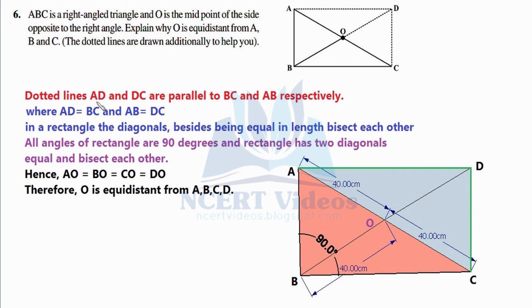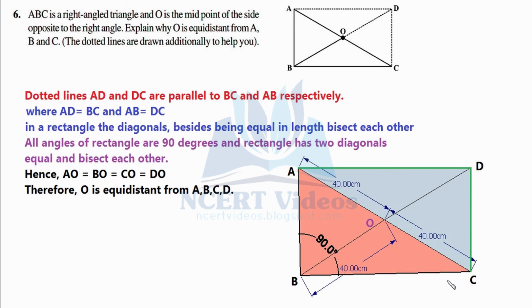That is, dotted lines AD and DC are parallel to BC and AB respectively. By respectively, we mean AD refers to BC and DC refers to AB, where AD equals BC and AB equals DC. That is, AD equals BC and DC equals AB in measure. With this, we have constructed a figure named a rectangle. And why are we sure that it is a rectangle? Because in a rectangle, every angle is 90 degrees.